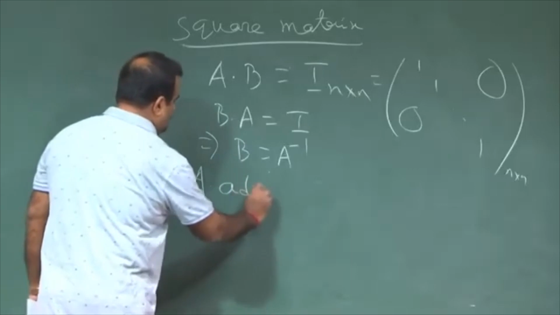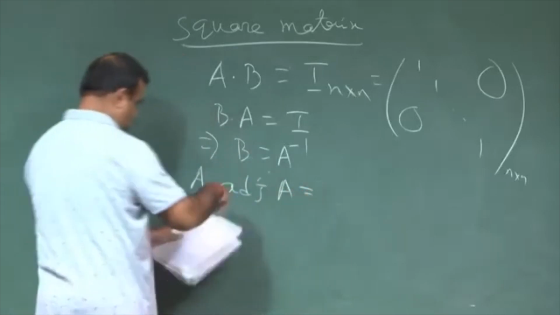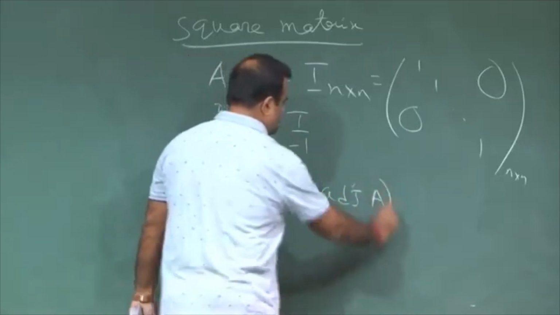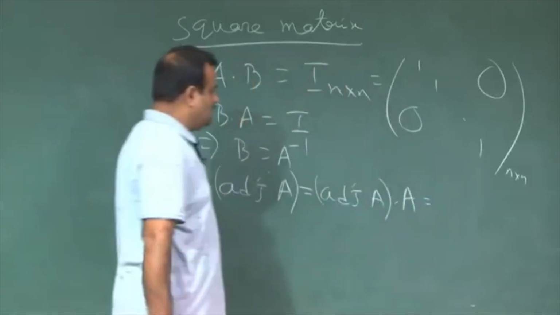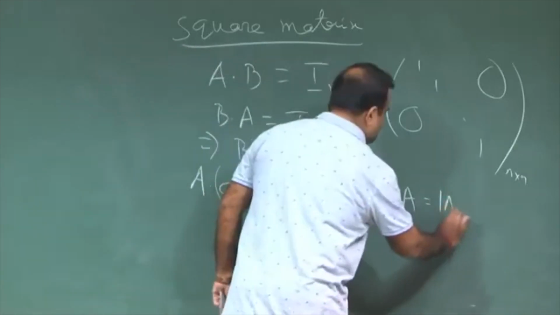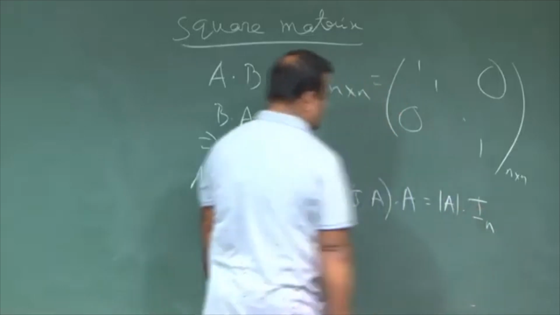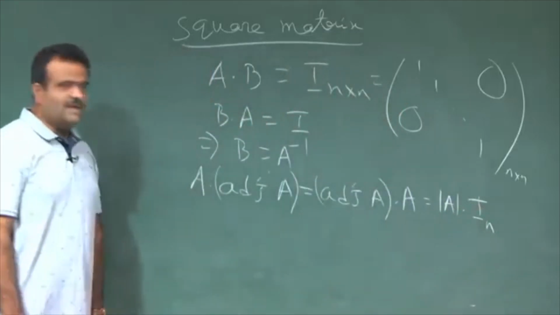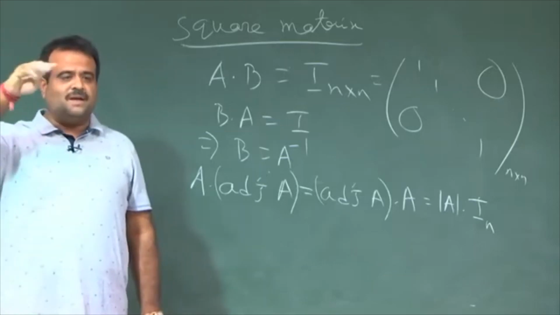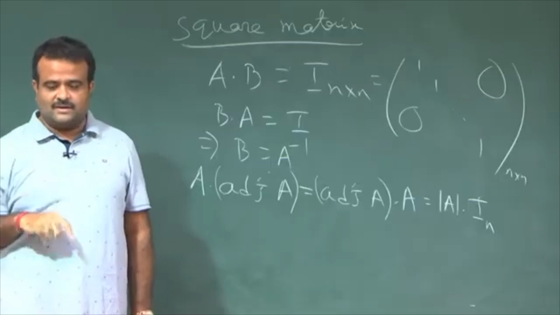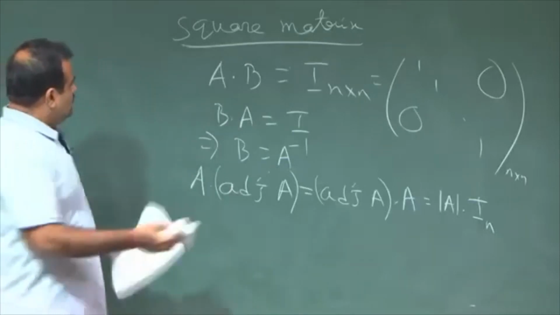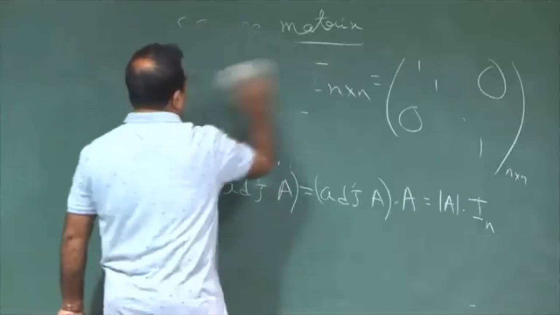A into adjoint of A, and the other way also, adjoint of A into A, is equal to determinant of A into identity matrix. This is a result we can prove. Adjoint of A means we take each element and replace it by its cofactor. We will come to an example; that is the definition of adjoint.